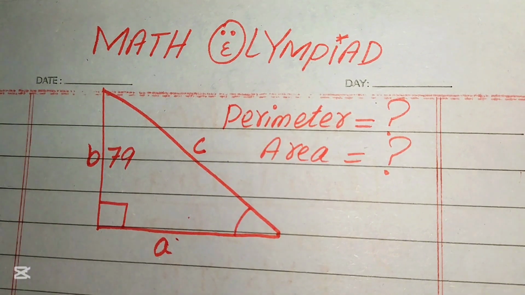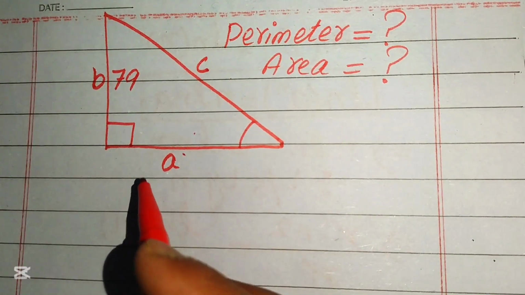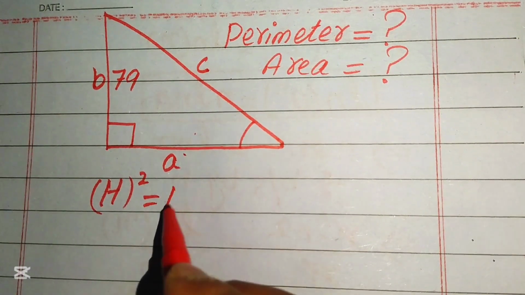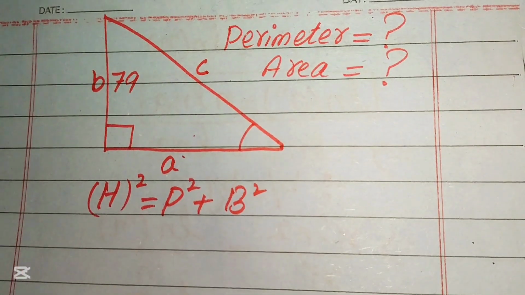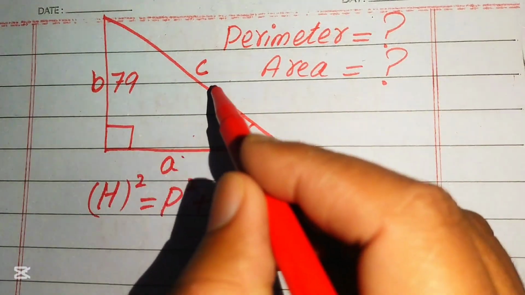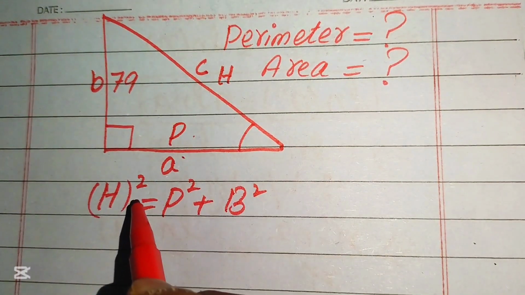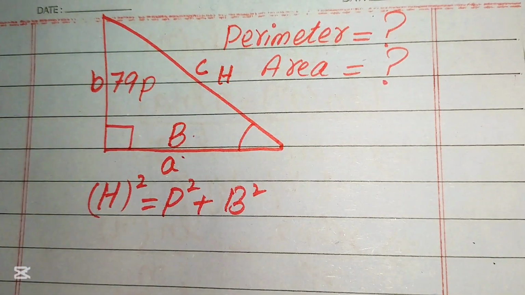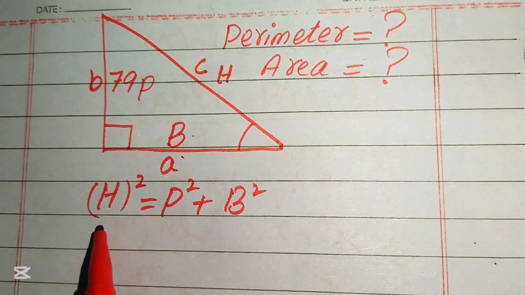So here first we will apply the Pythagoras theorem. You know that the Pythagoras theorem is stated as hypotenuse square equals perpendicular square plus base square. If you focus on the right triangle, the side opposite to the 90 degree angle is called the hypotenuse. The side which joins these two angles is called the base, and this side is called the perpendicular side of this triangle. So here we have the base equal to small a, and our hypotenuse equal to small c.